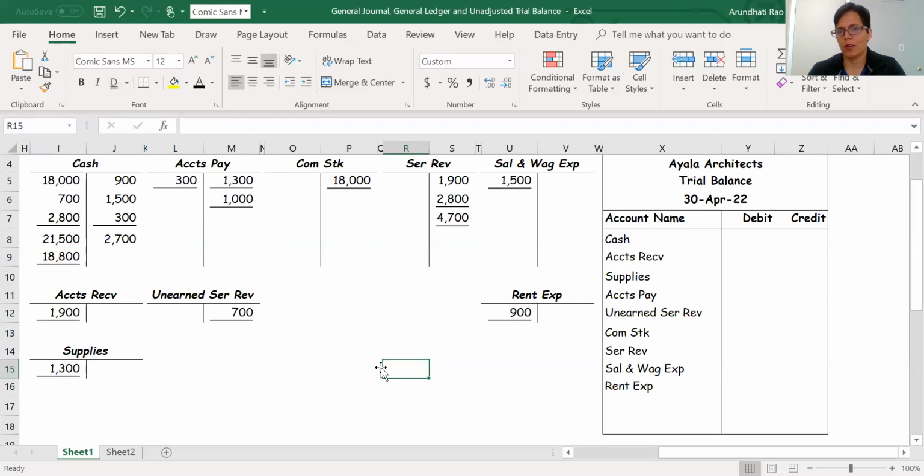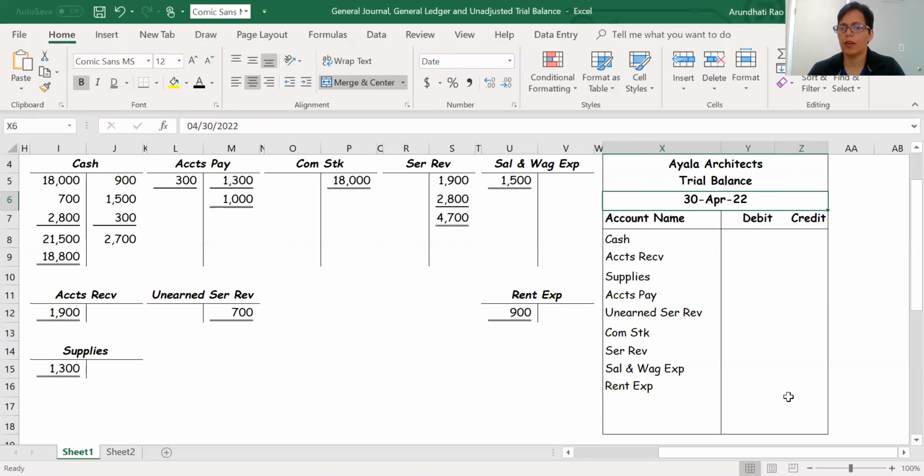Now I'm ready to prepare my trial balance. Trial balance is a formal statement, which means your auditors will want to look at it. You need to have the name of the company, name of the statement. Trial balance, just like a balance sheet, is as of a particular date. So this is April 30th, 2022. I have the date over there.